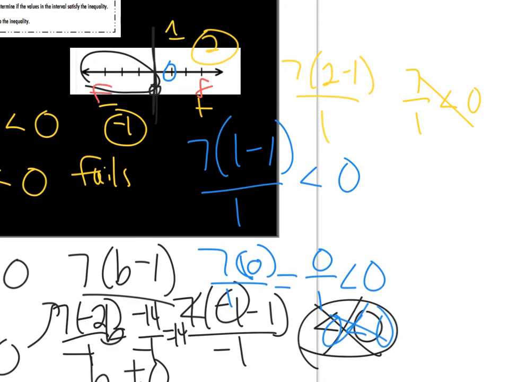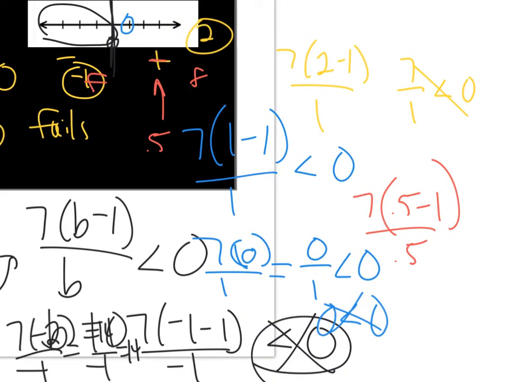Over here was false. What about that little area in between there? Well, that's between 0 and 1. So let's test that area. I'm going to try a 0.5 and see if that's true. So if I take 7 times 0.5 minus 1 over 0.5, let's see what happens.